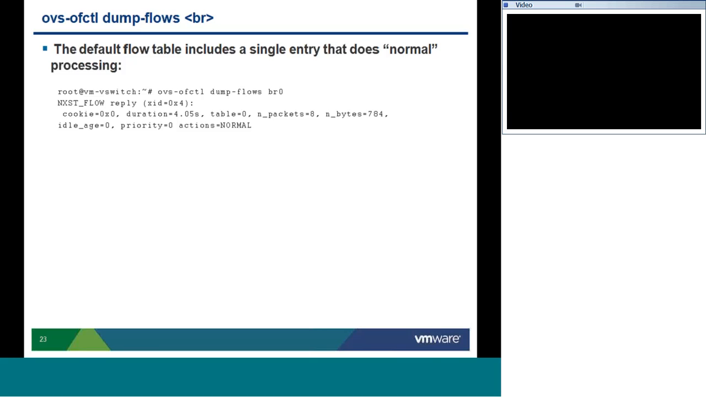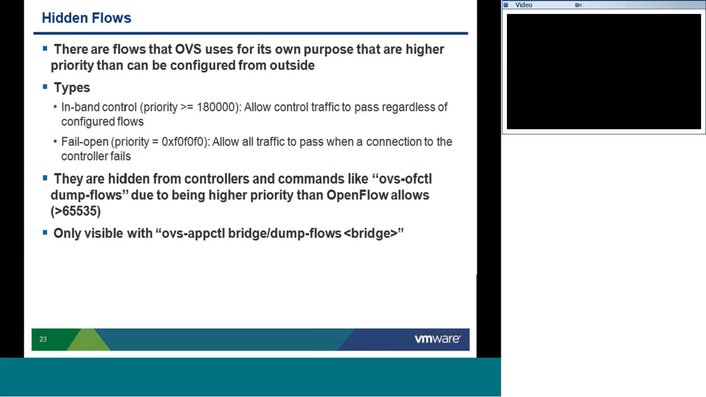This is how long the flow existed, 4 seconds. In table 0, there are 8 packets matched so far for a total of 784 bytes. Idle age means how long to keep the flow until it's ejected. That's set to 0, which means it's permanent. The priority is 0, the lowest priority, and the action is normal. So this makes OVS act as a learning switch, and that's what will happen by default when you start OVS. Just a single flow entry.